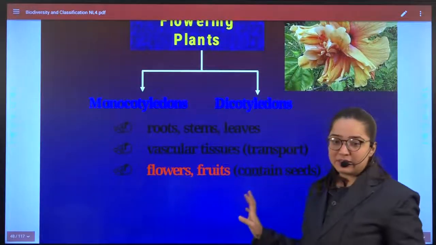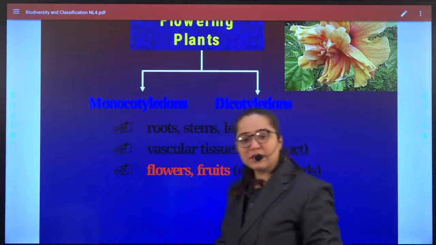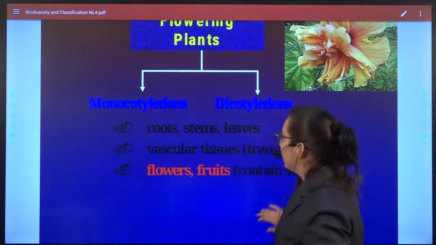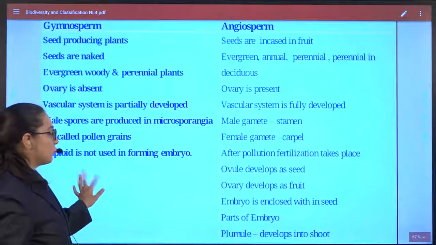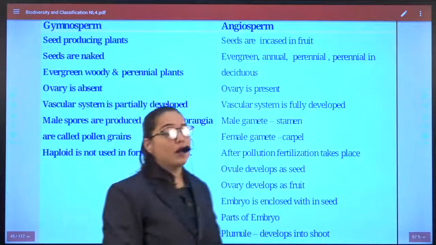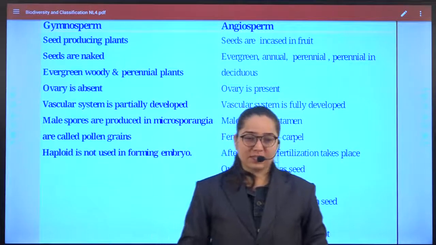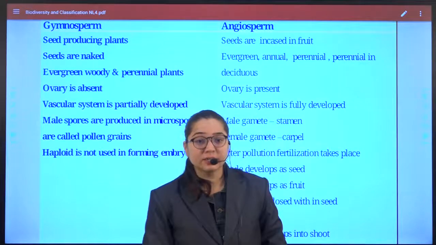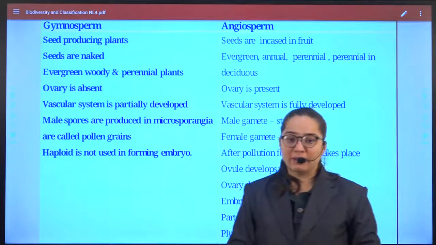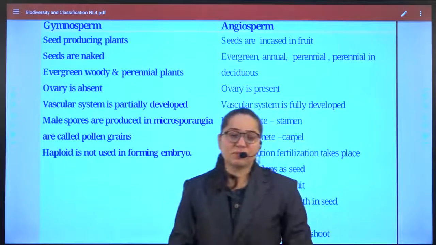The flowering plants, that is the angiosperms, are bifurcated as monocot and dicot. This is the basic difference between the gymnosperm and angiosperm. Gymnosperm, the name itself states that the seed is naked. They are evergreen, woody and perennial plants. The ovary is absent. The vascular system is partially developed.